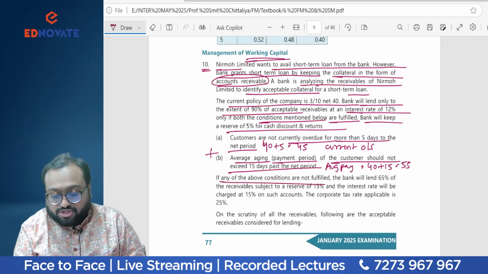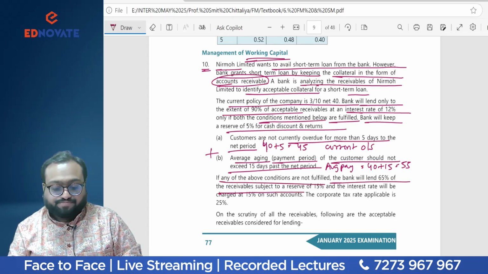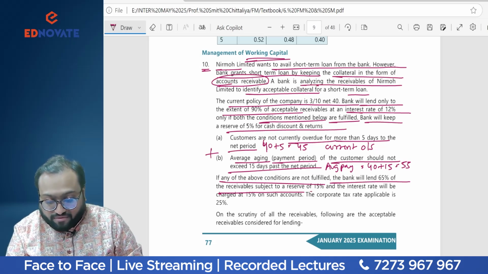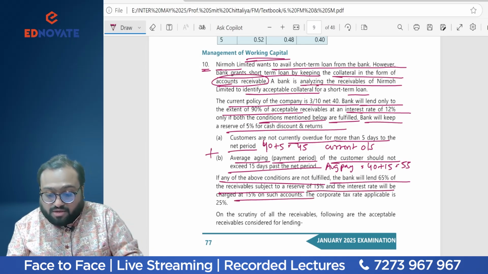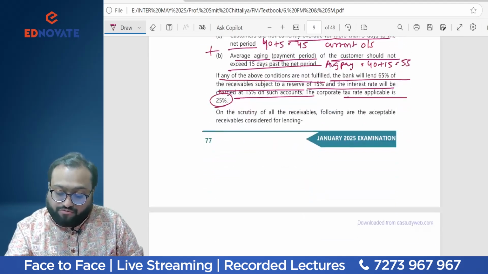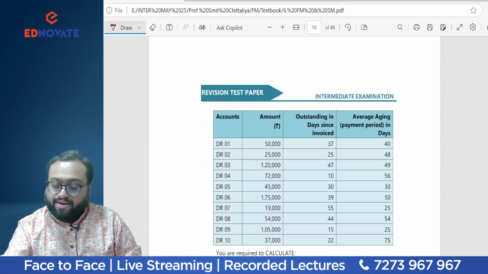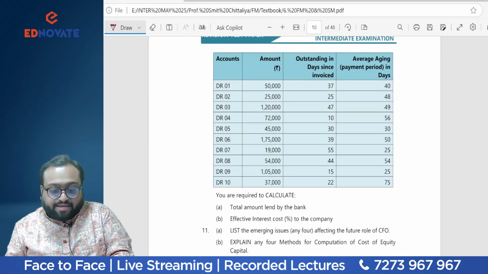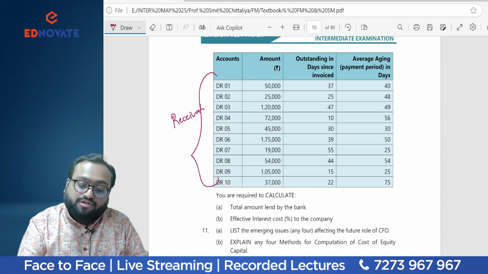If the above conditions are not fulfilled, the bank will lend 65% of the receivable subject to a reserve of 15%, and the interest rate will be 15% on such accounts. The corporate tax rate applicable to the company is 25%. On scrutiny of the following receivables, the following are the acceptable securities considered for lending. Now these are the receivables. We need to see which are good, which are bad.